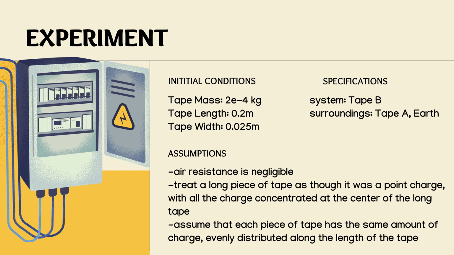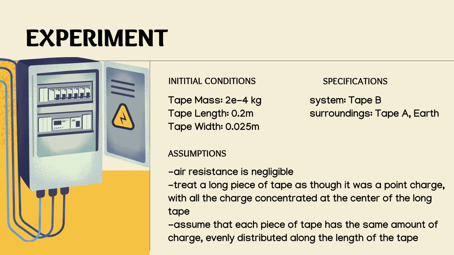We have the initial conditions, which is the tape mass that was given to us. It's 2 times 10 to the negative 4th kilograms. The tape length was 20 centimeters, so 0.2 meters, and then 0.025 meters was the tape width. The specifications that we have: the system is tape B and the surroundings are tape A and Earth.